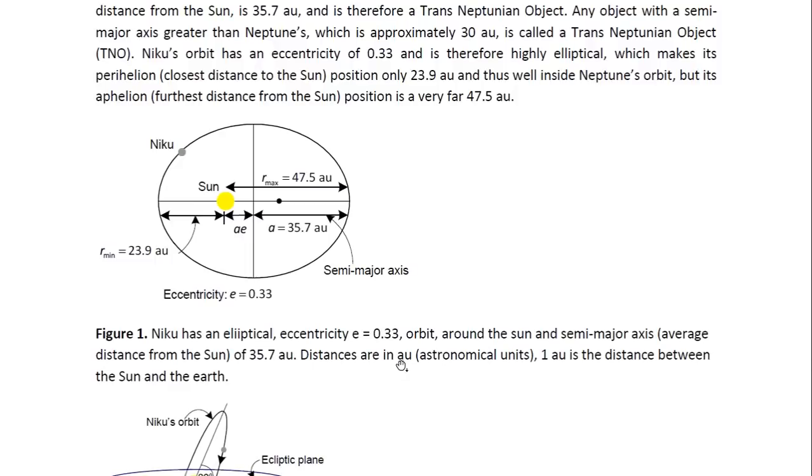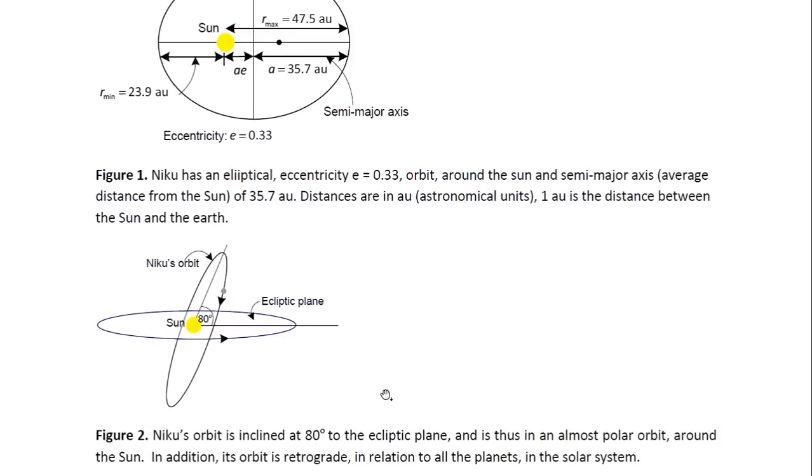So again, AU stands for astronomical units, and 1 AU is the distance between the Sun and the Earth. So a distance of 35.7 AU is 35.7 times the distance between the Sun and the Earth.